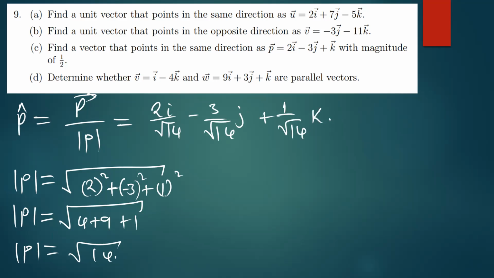So now to find the vector that points in the same direction as this vector P and has the magnitude of 1 over 2, how do you find that vector? We simply just have to multiply this magnitude to the unit vector. So let us do that. We are going to prove this answer so that we know that what we found is correct.